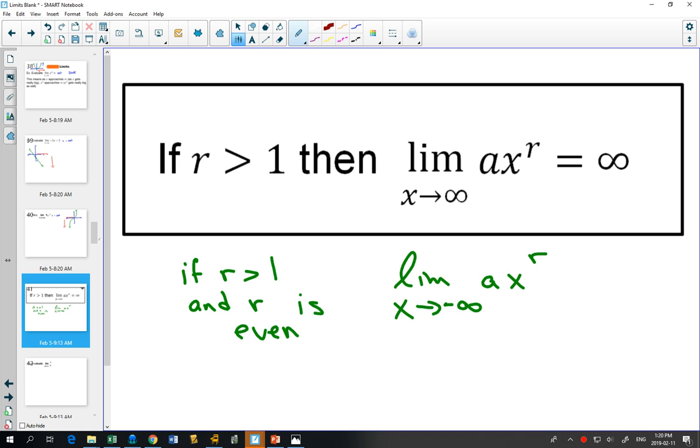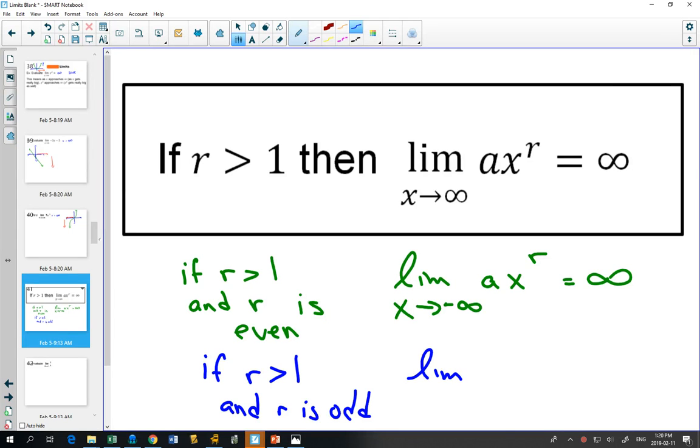If r is even, what happens to any negative value if you have an even exponent? It would become positive. And if r is greater than 1 and r is odd, okay, I need to work out a few more things on the first one. We'll keep it like this to start with, and then we'll look for problems.